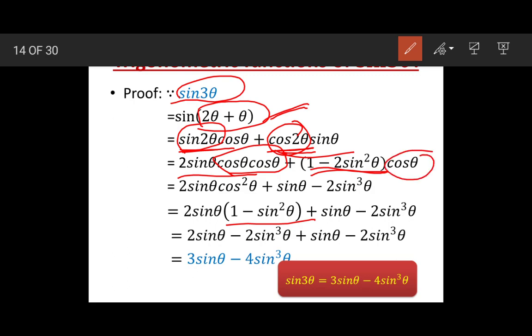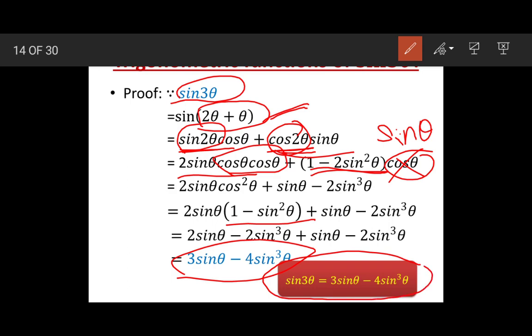This one is by mistake written as cos theta, it should be sin theta. So after whole multiplication we get this step, 3 sin theta minus 4 sin cube theta. So there is a single formula for sin 3 theta. Sin 3 theta is 3 sin theta minus 4 sin cube theta.